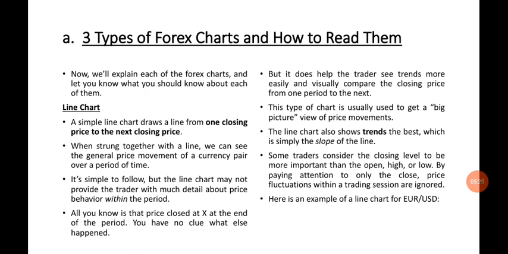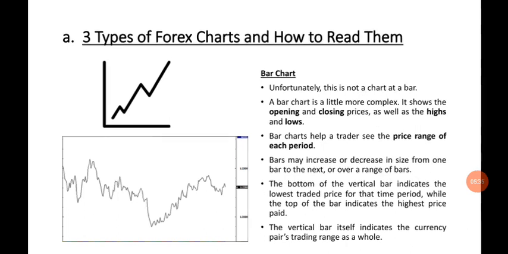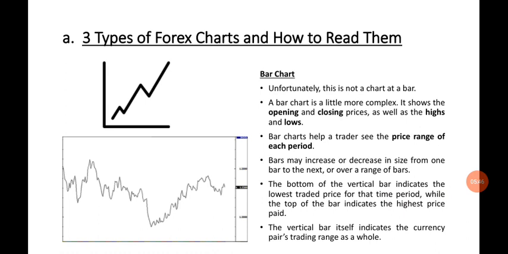Here is an example of a line chart for EUR/USD. So this is how a line chart looks, and you can see the trend generally. You can now pick your points of your highs and your lows, and you can see where it's going on an uptrend. Now let's talk about bar charts.